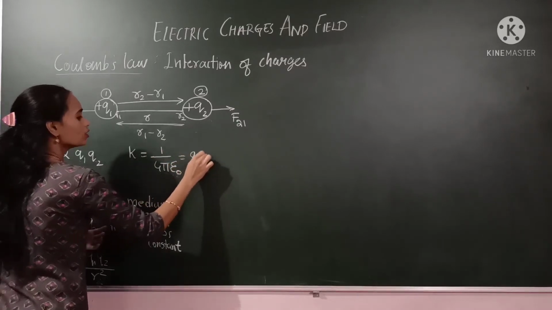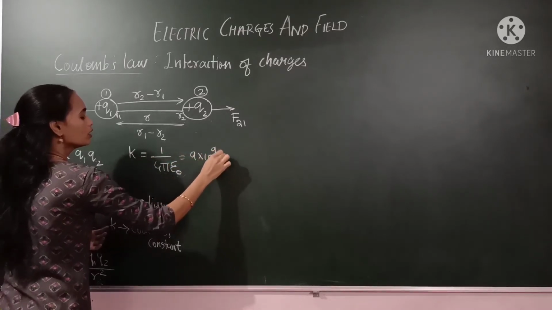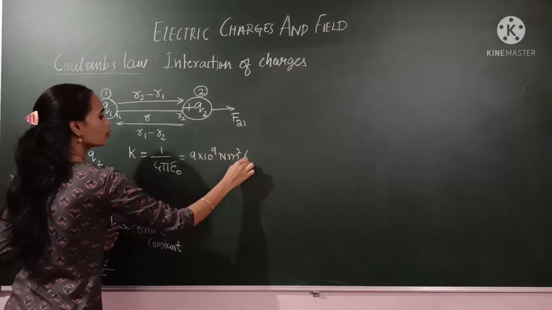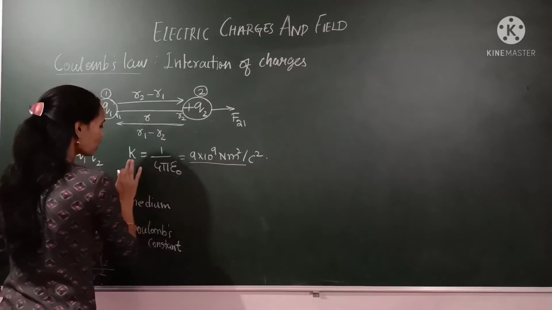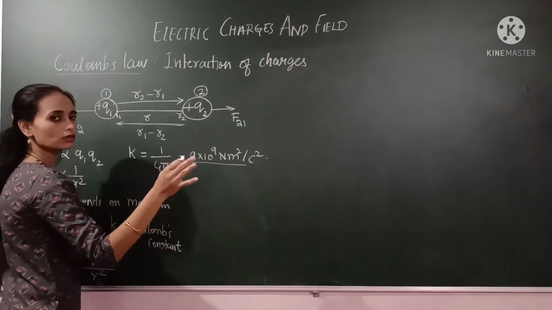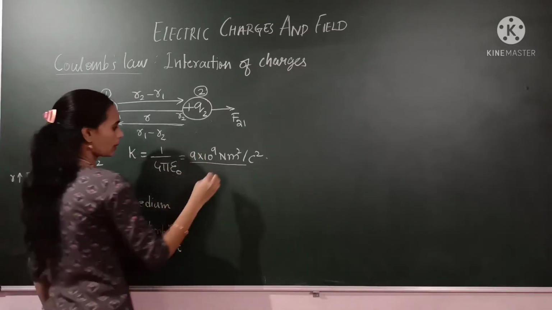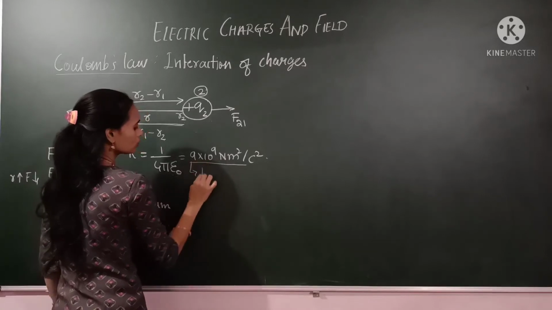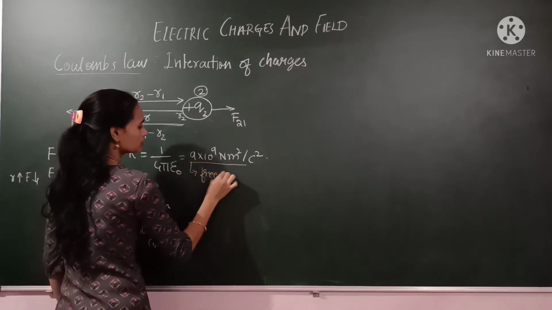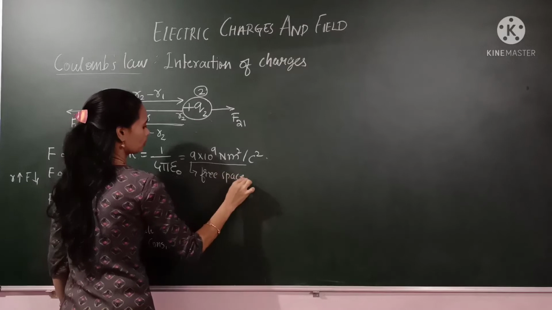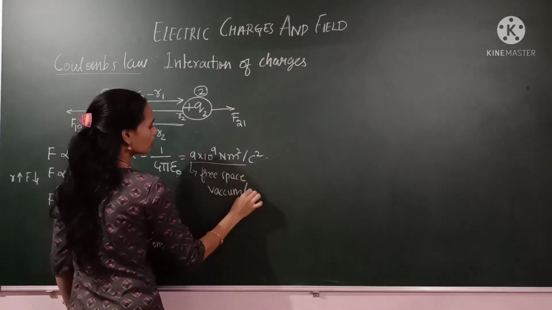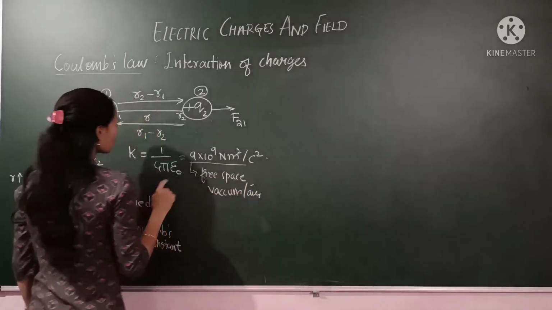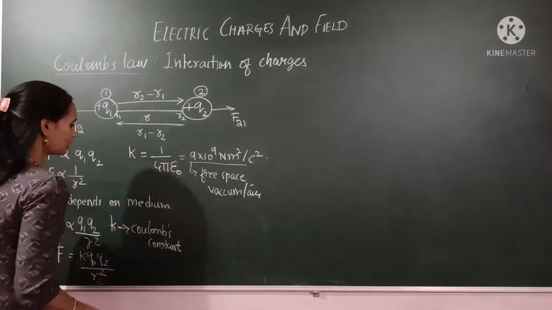Now here K equals 1 by 4 pi epsilon, and this value we write as 9 into 10 to the power of 9 Newton meter square per Coulomb square. So this is the value of K for air, vacuum or free space. For a different medium this value will be different.